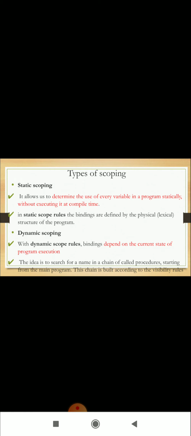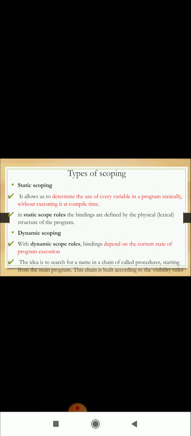Then another is dynamic binding. With dynamic binding, bindings depend on the current state of the program execution. The idea is to search for a name in a chain of called procedures, starting from the main program. This chain is built according to the visibility rules.